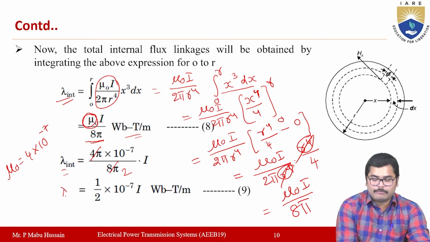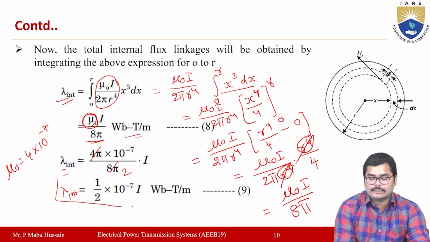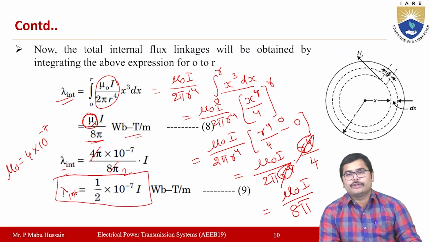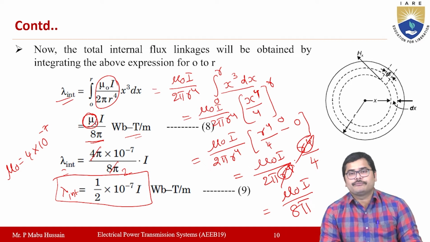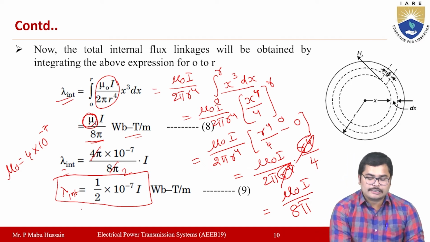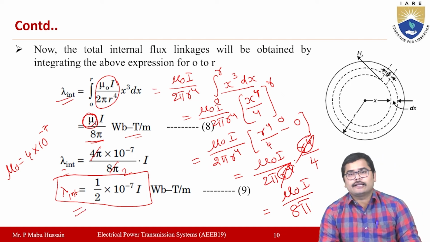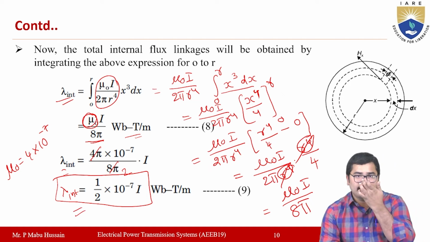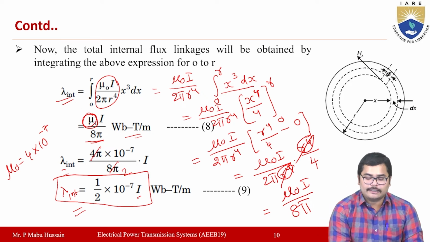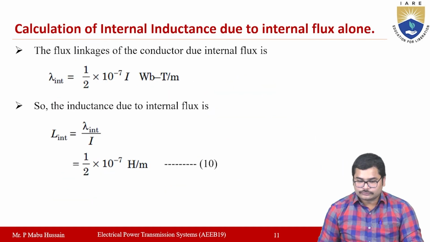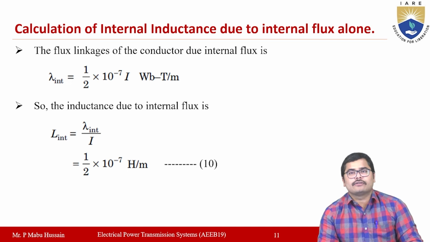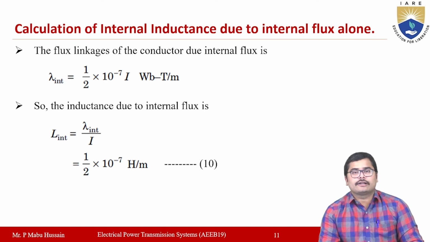So pi will get cancelled, and 4 2s I will get. So the lambda internal, or internal flux linkages, will be equal to 1 by 2 into 10 to the power of minus 7 into I, Weber turns per meter. So this is the expression for total internal flux linkages for a single conductor carrying the current I. Once you know the flux linkages, you can determine the inductance. Now calculate the inductance of the single conductor by considering only the internal flux.